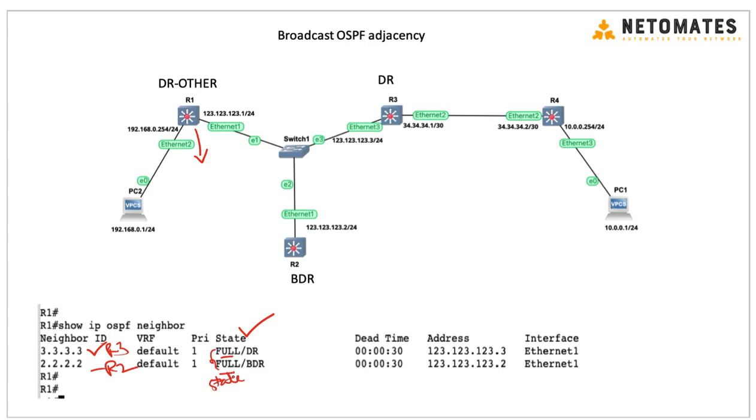When OSPF adjacency is formed correctly, you will see the status FULL, and after that you see the flag DR and BDR. So in this particular one, R3 is the designated router and R2 is the backup designated router. If anything happens to R3, R2 will take over the DR responsibility.